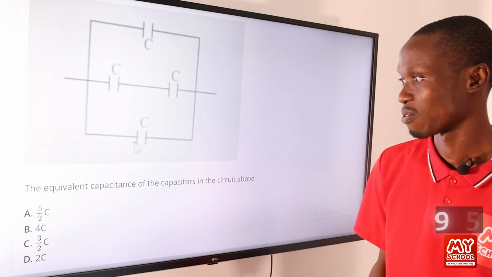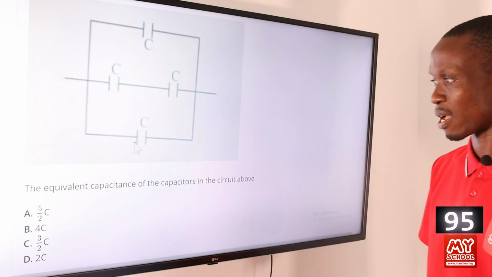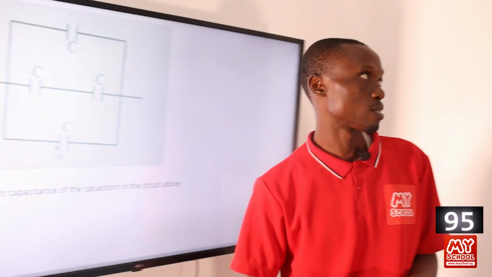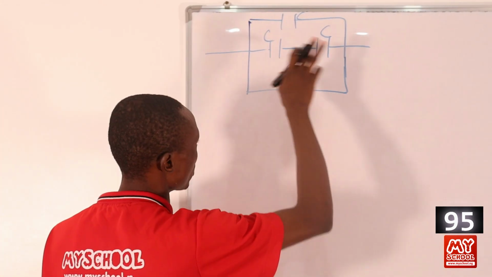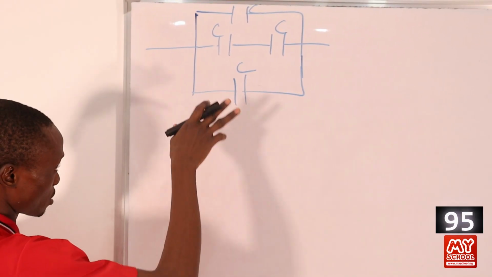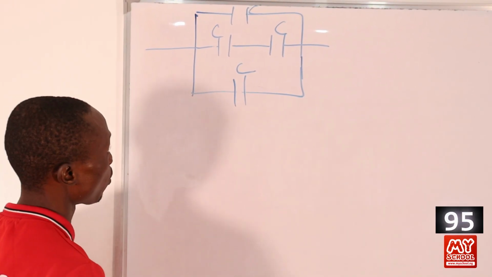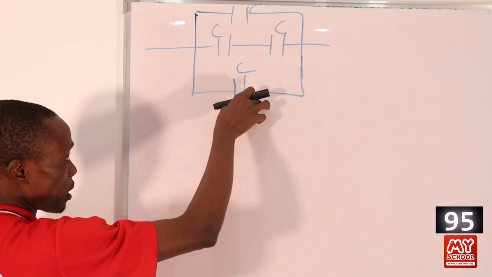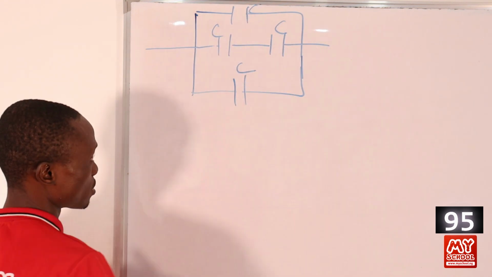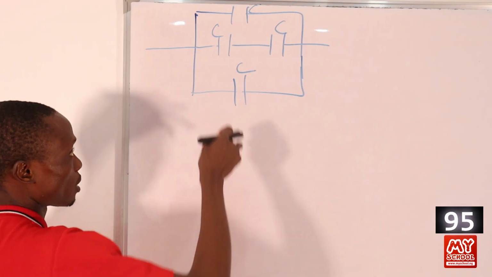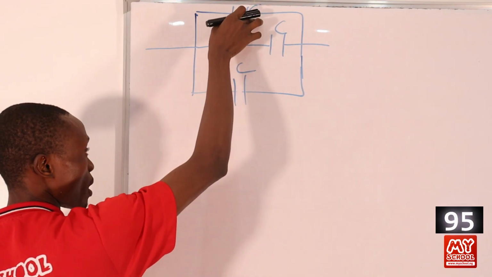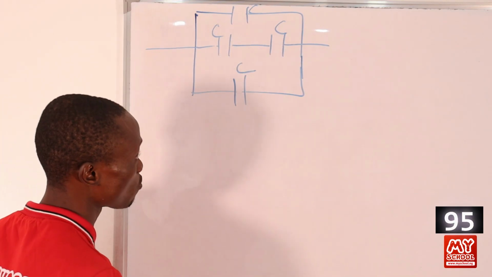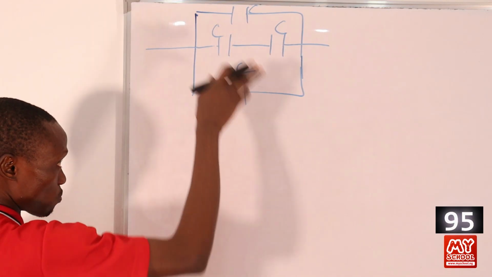Moving on to question 95. The equivalent capacitance of the capacitors in the circuit above. So let's move over to the board to provide answer to this question. This is the circuit that is given to us, and as you can see, the circuit is a combination of series and parallel capacitance. These two here are in parallel, while these two are in series. So first of all, what we are going to do is to calculate the effective capacitance in parallel, and then the effective capacitance in series. Then we'll add everything together to give us the effective capacitance of the circuit.